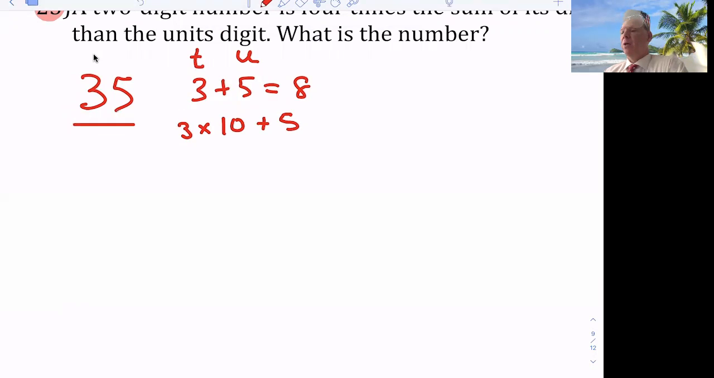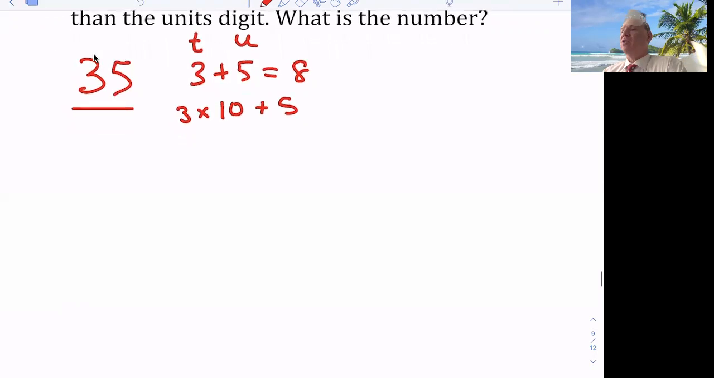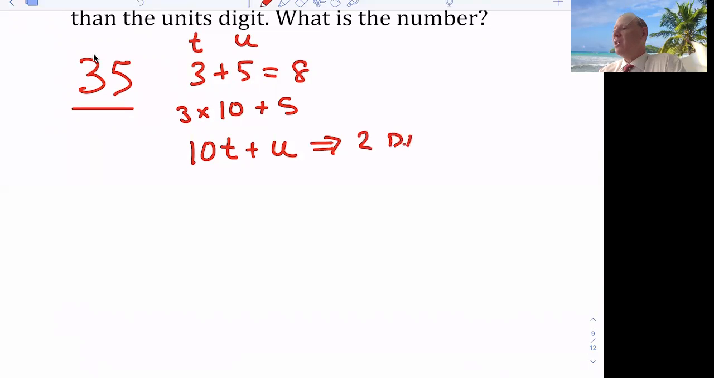All right. So listen now, a 2-digit number is represented by 10t plus u. This represents all 2-digit numbers. You have to know that. Please write that down if you don't have photographic memory. 10t plus u is representative of a 2-digit number.